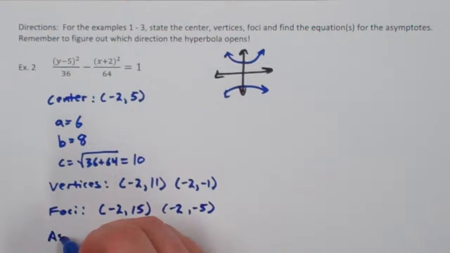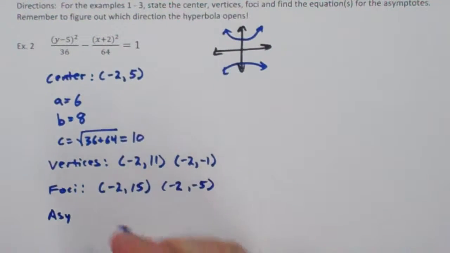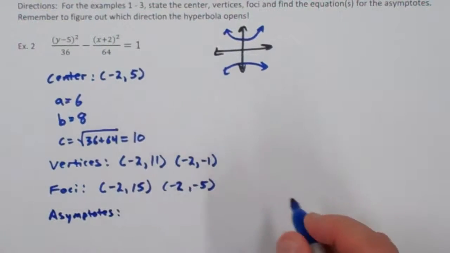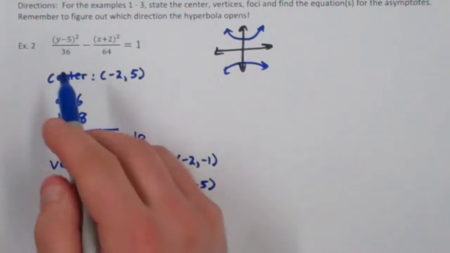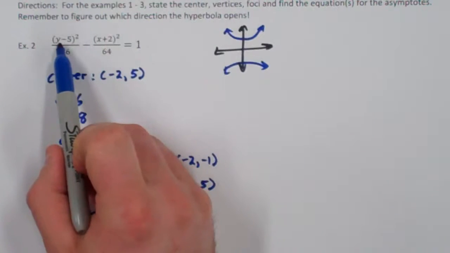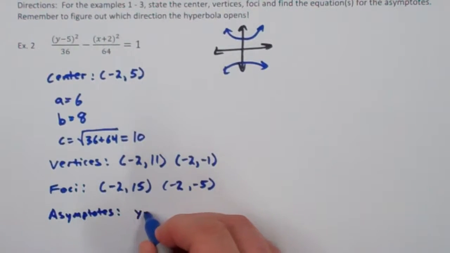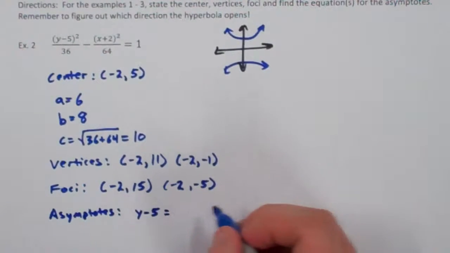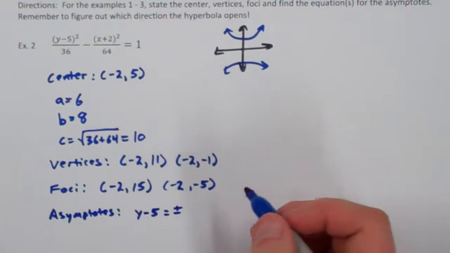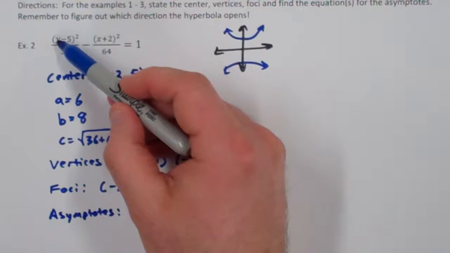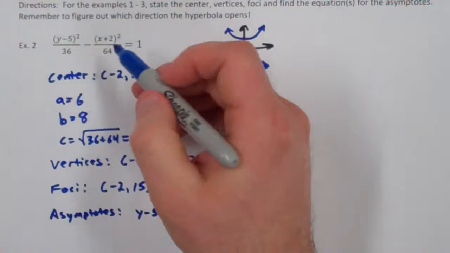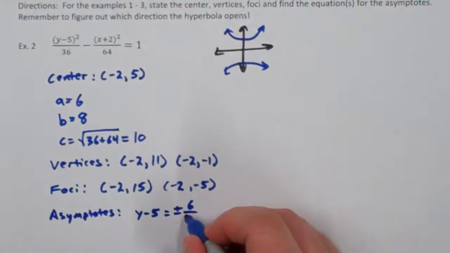For the asymptotes, kind of hard to figure these out, but if you get the hang of it, it really isn't. All you do is you just take whatever is being squared here with the y and just write that down. So in other words, just write down the y minus 5. And then we need to figure out our slope here, and the slope is going to be the change in y, which is 6, over the change in x, which is the square root of 64, which is 8.